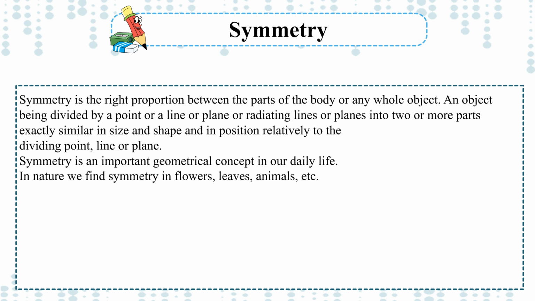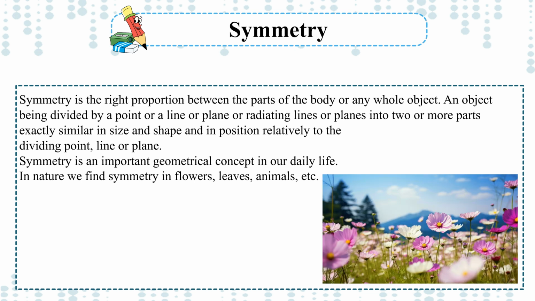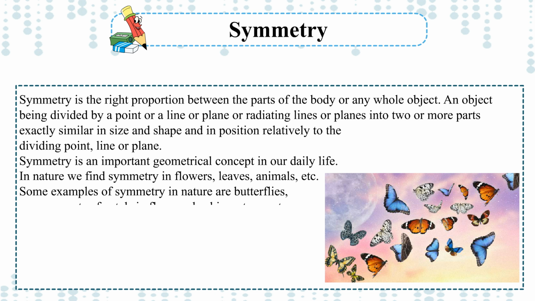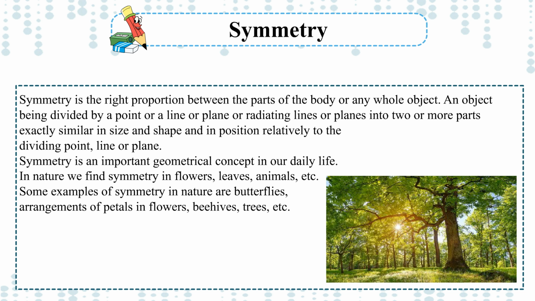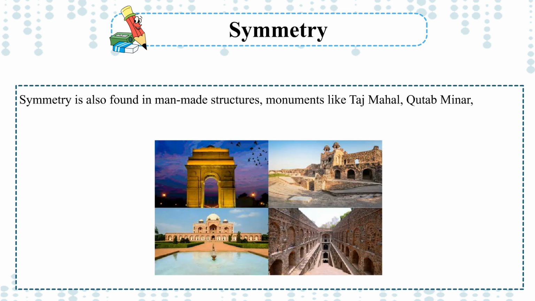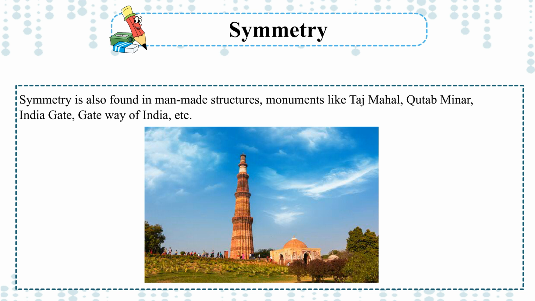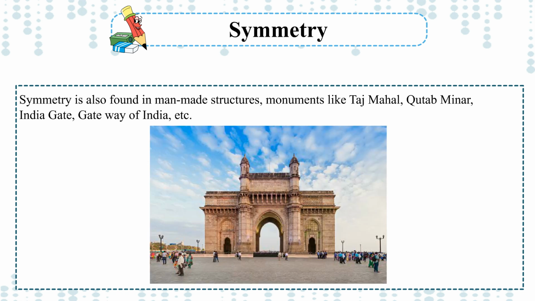In nature we find symmetry in flowers, leaves, animals, etc. Some examples of symmetry in nature are butterflies, arrangements of petals in flowers, beehives, trees, etc. Symmetry is also found in man-made structures, monuments like Taj Mahal, Qutub Minar, India Gate, Gateway of India, etc.